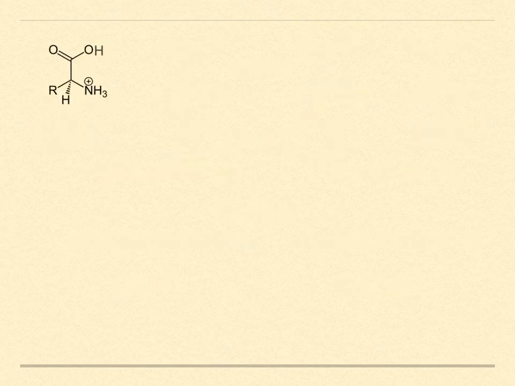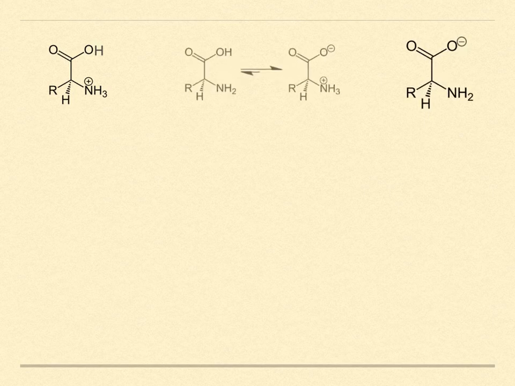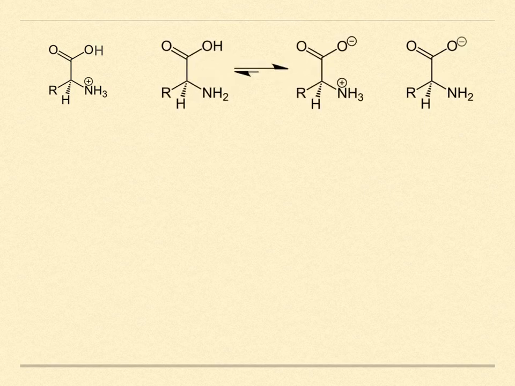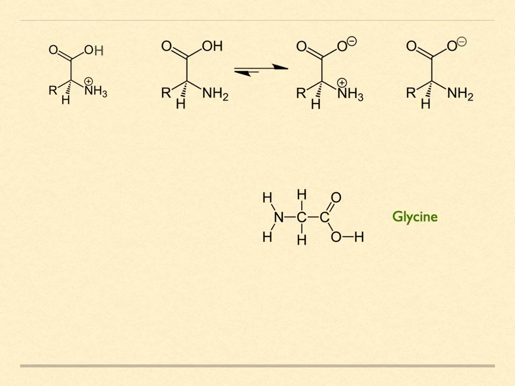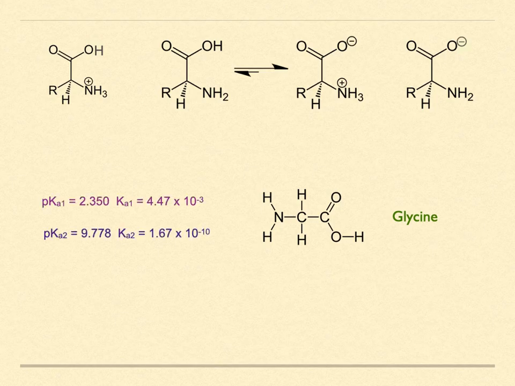You can obtain an amino acid in any of its three forms: the fully protonated, the fully deprotonated, or the neutral zwitterionic form. Let's consider for now the simplest amino acid, glycine. The substituent R that characterizes glycine is simply a hydrogen atom. It is diprotic with two Ka values, pKa1 of 2.350, and pKa2 of 9.778.